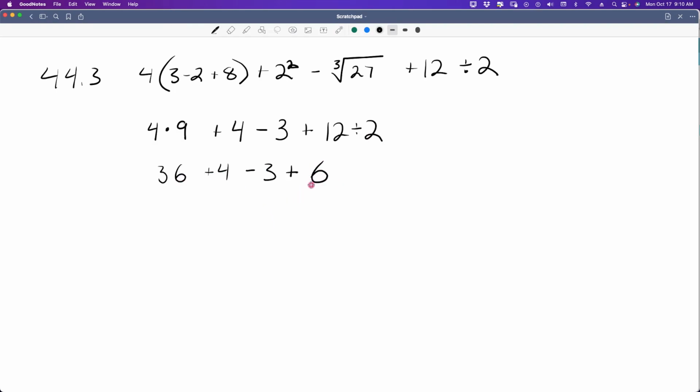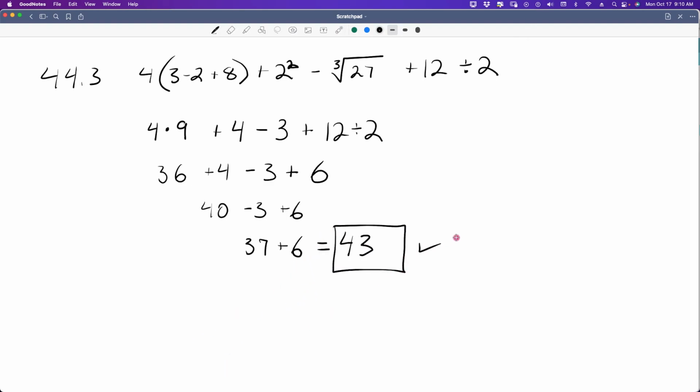Now all we have left is addition and subtraction, and we do that in the order that it occurs. 36 plus 4 is 40 minus 3 plus 6. 40 minus 3 is going to be 37 plus 6. 37 plus 6 is equal to 43. And that is our final answer. Yay! And that is all we have for lesson 44.